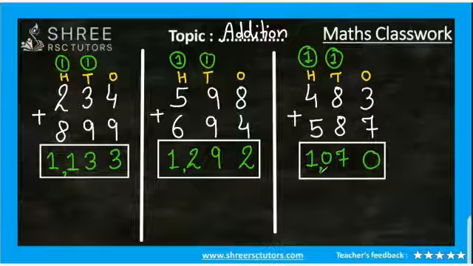Please pause the video and try to read the answer. Our answer is 1070. What is our answer? 1070. This is how we can do 3-digit addition.